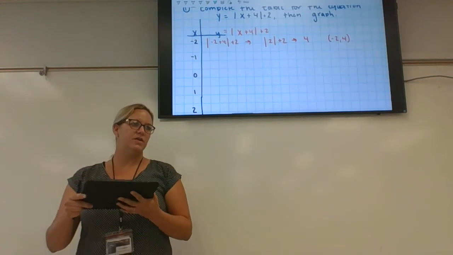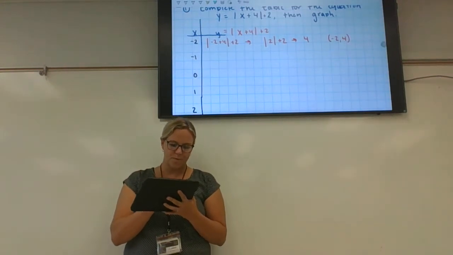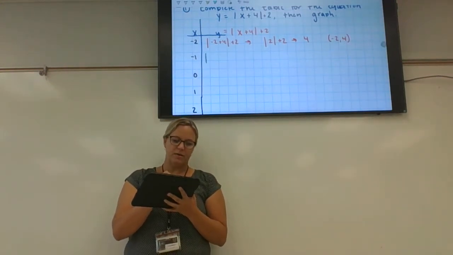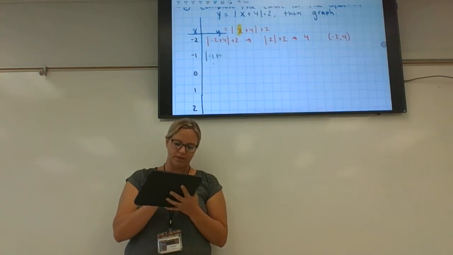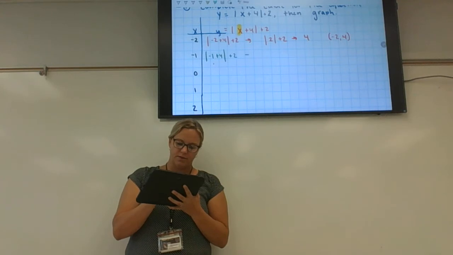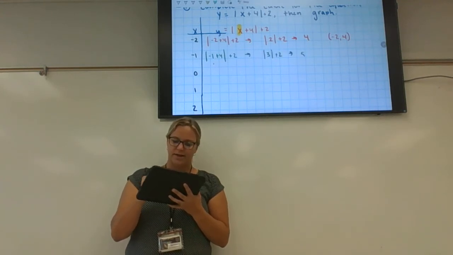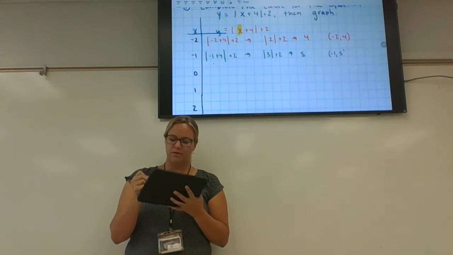Alright, let's continue in our table. I'm plugging in for x, right? -1 plus 4 plus 2. That's 3 plus 2. That's 5. -1 comma 5.